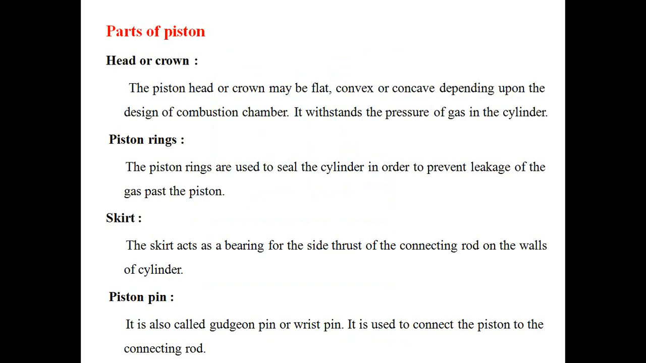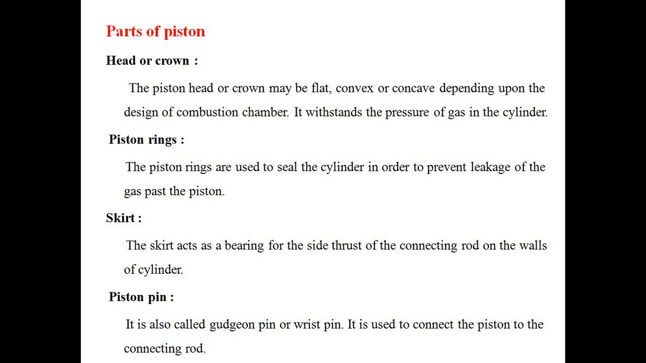Parts of the piston. There are mainly four parts of the piston. First is the head or crown, second is the piston ring, third is the skirt, and fourth and last part of the piston is the piston pin. First of all, I would like to explain about the head or crown of the piston. The piston head or crown may be flat, concave, or convex depending upon the design of the combustion chamber. It withstands the pressure of gases in the cylinder.